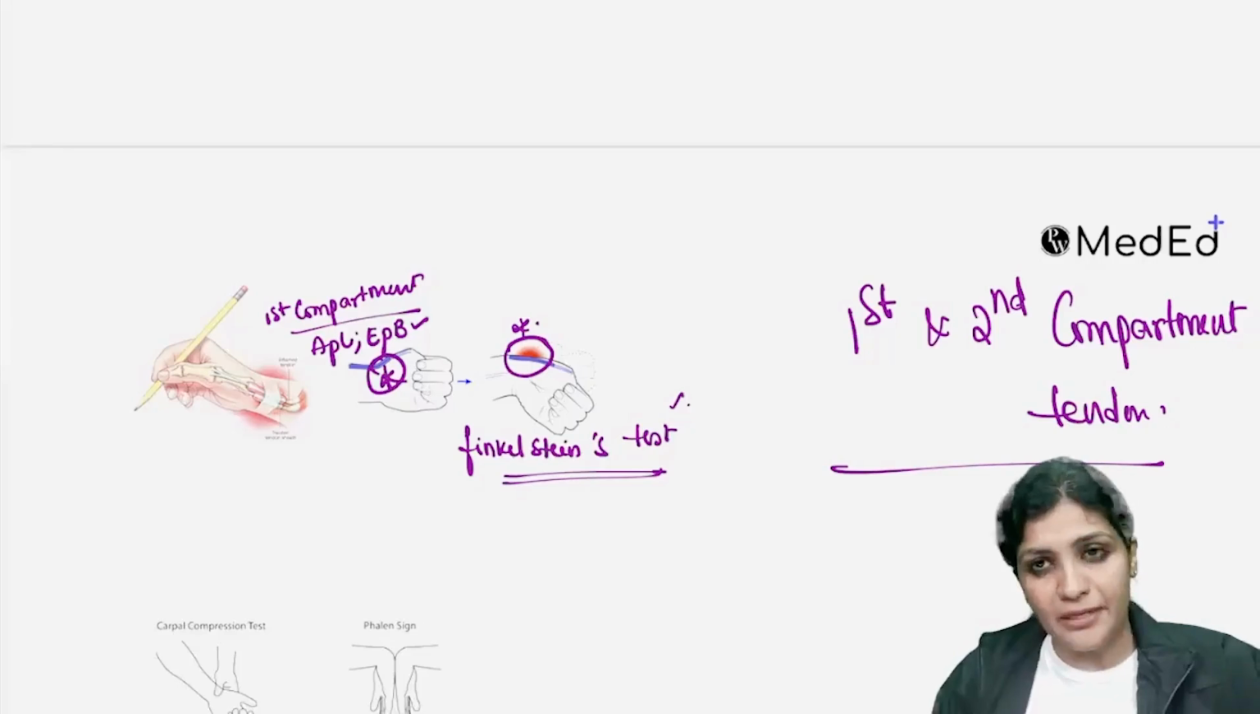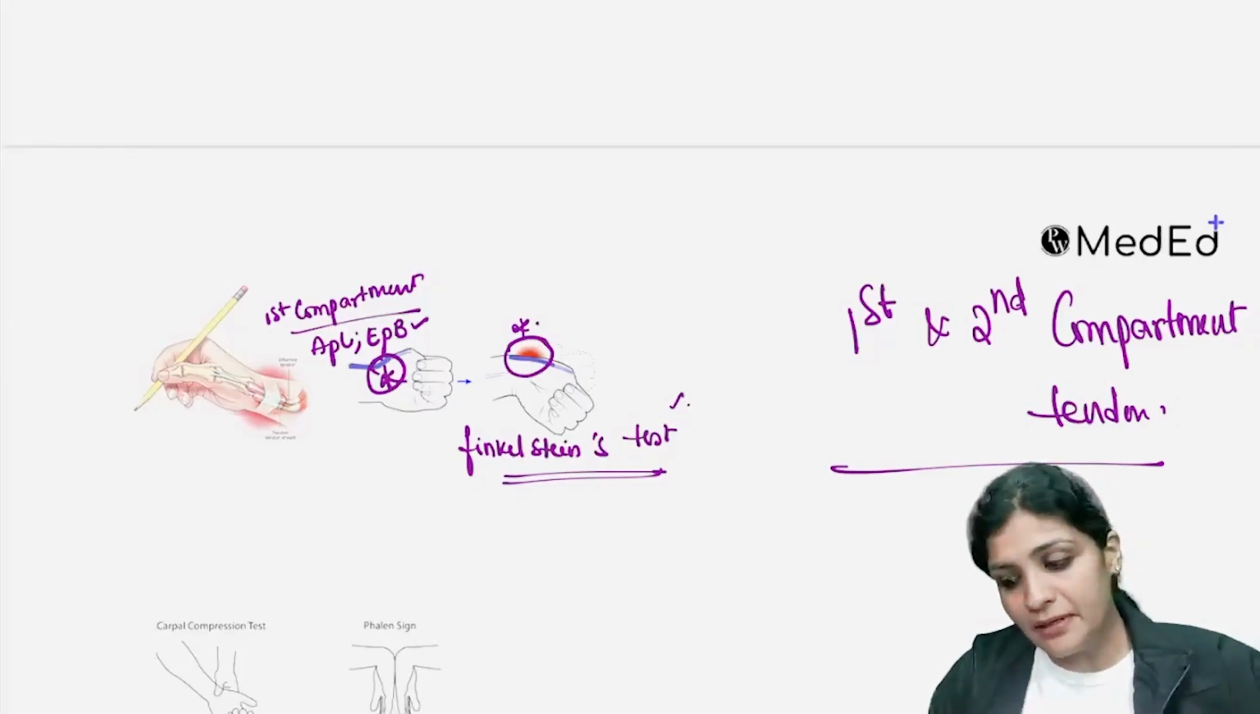There are 6 compartments, right? The first compartment is APL and EPB. The second compartment is extensor carpi radialis longus and extensor carpi radialis brevis.